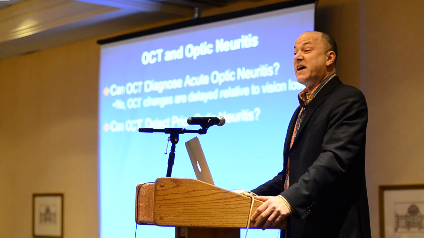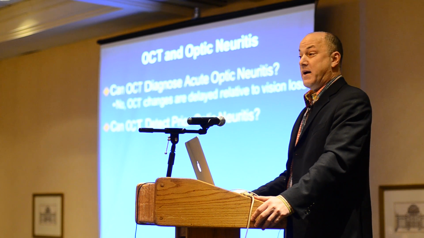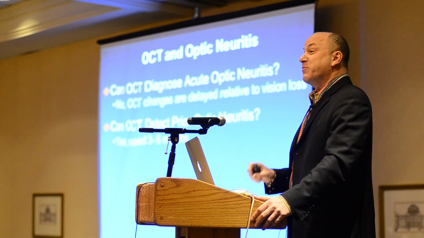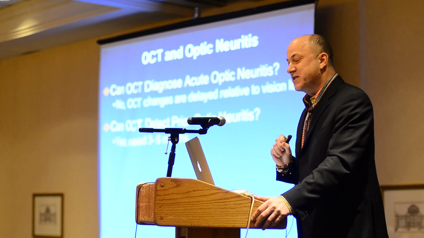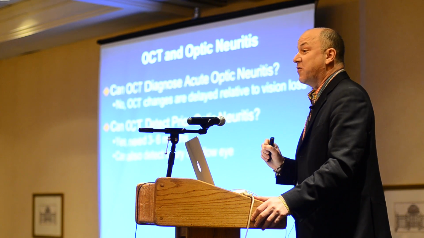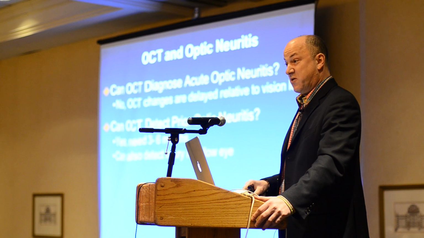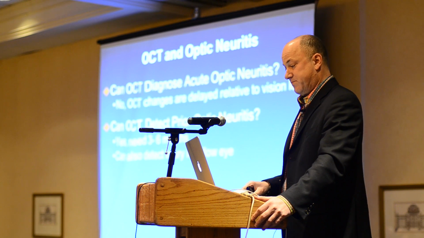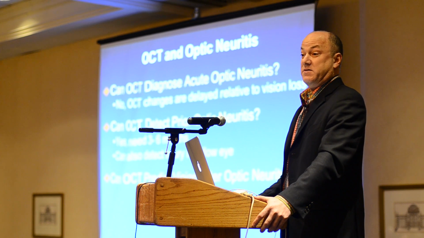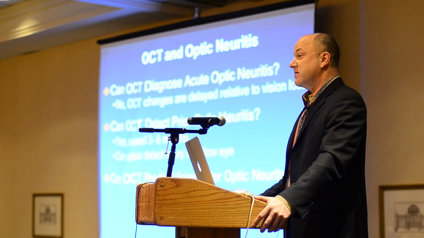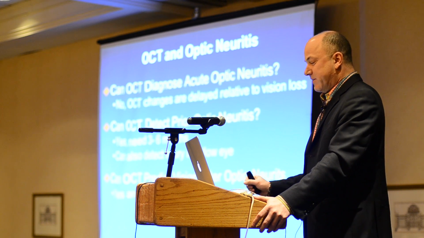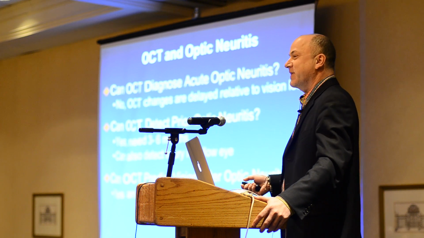Can OCT detect prior optic neuritis or optic nerve injury? Yes. Good. But we need about 3 to 6 months to see that injury. We can also detect injury to the fellow eye, and we're going to talk about a little bit later why this may be important. Can OCT predict vision after optic neuritis? Yes? How many people say no? You're both right, okay? Yes and no.